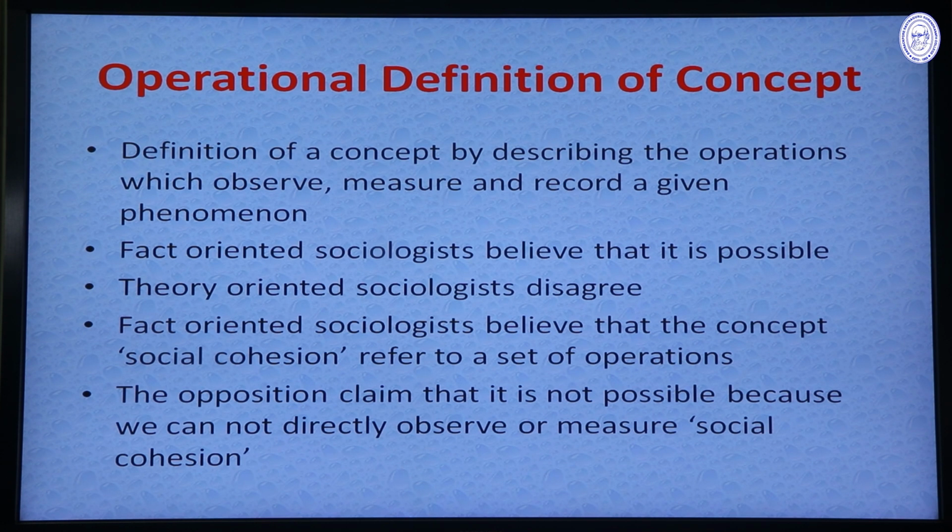Now, fact oriented sociologists often believe that it is possible. The sociologists who are factually oriented are of the opinion that yes, it is possible to define a concept through its operations. But theory oriented sociologists disagree. They do not believe that you can define a concept through the operations required to measure or observe it. So there is a disagreement between fact oriented sociologists and theory oriented sociologists.